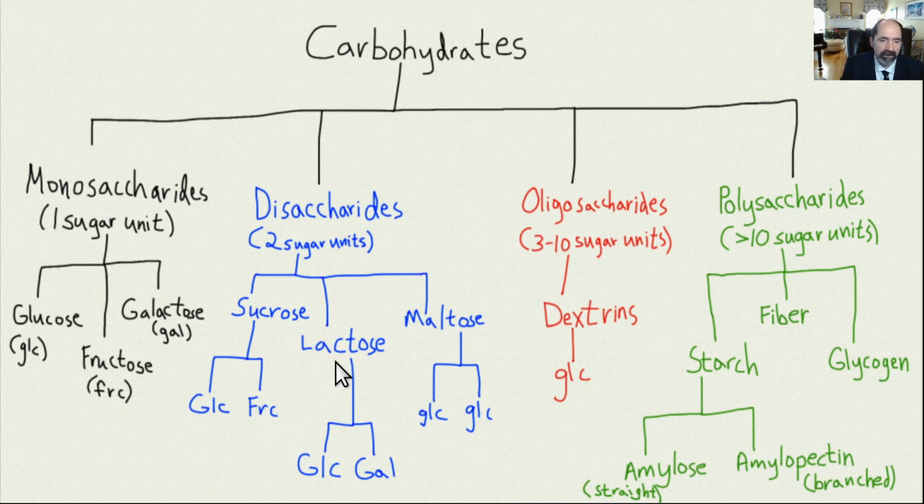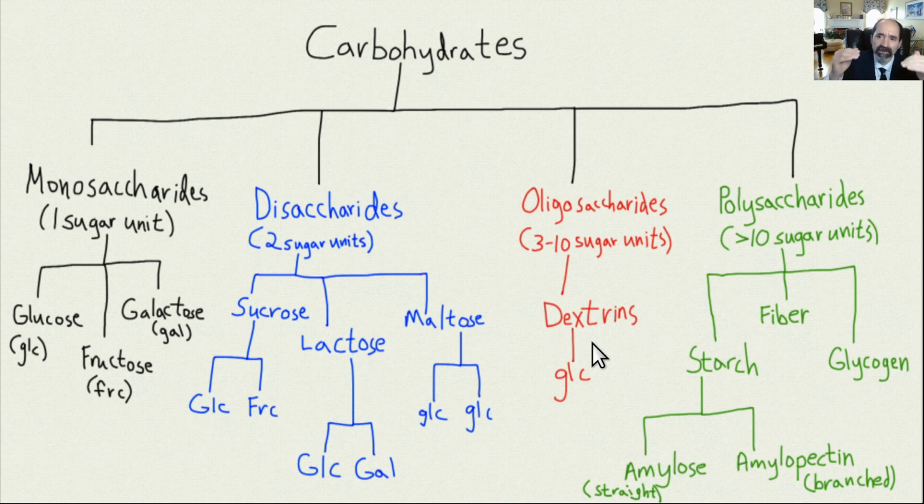So lactose, the milk sugar, is also a disaccharide, a glucose and a galactose. Maltose is just two glucose stuck together. You'll sometimes hear that word used, and there's sometimes versions of that added to foods. Oligo means a few, so oligosaccharides are 3 to 10 sugar units. Dextrins are primarily breakdown products of starch from digestion.